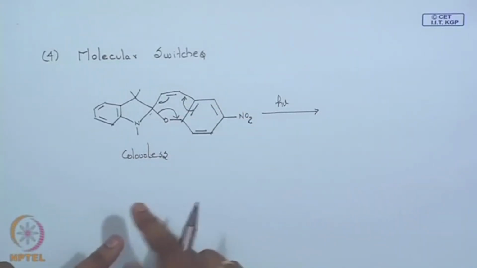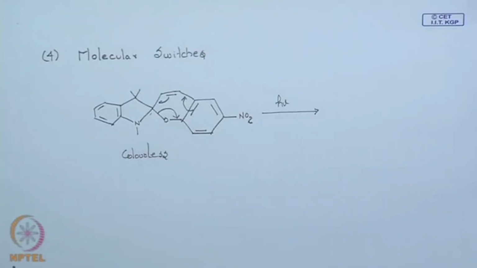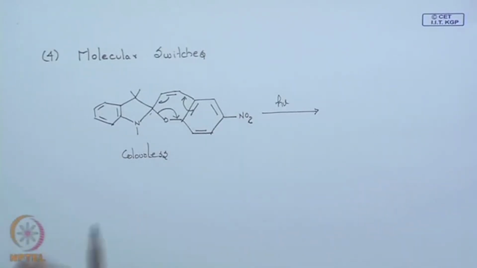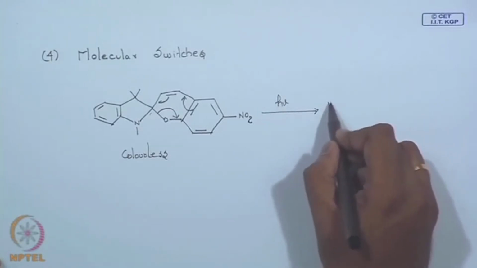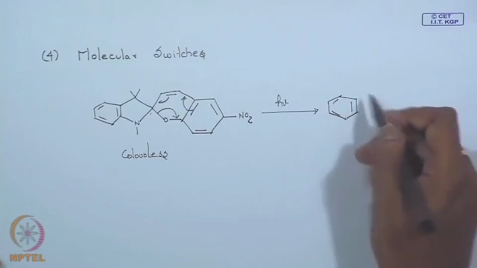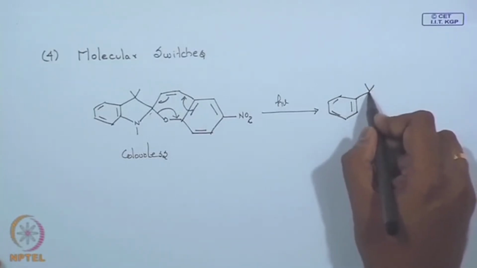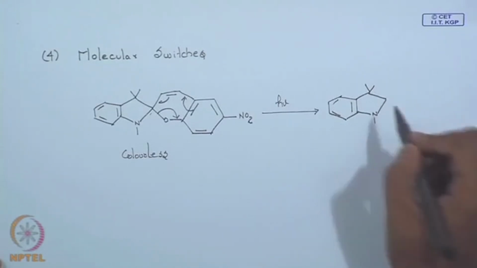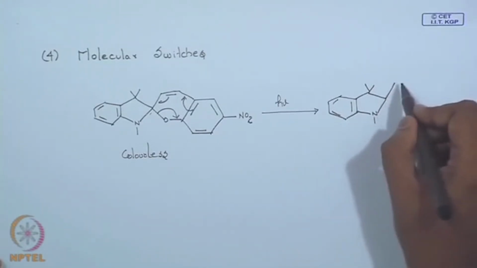See, now what happens once you ring open, it becomes a keto form, like ketone, and most of the time you know that ketoforms are chromophores and they have colorful nature, right? So it undergoes a nice ring opening reaction, and you know these ring opening reactions are mostly nice and very simple to do.